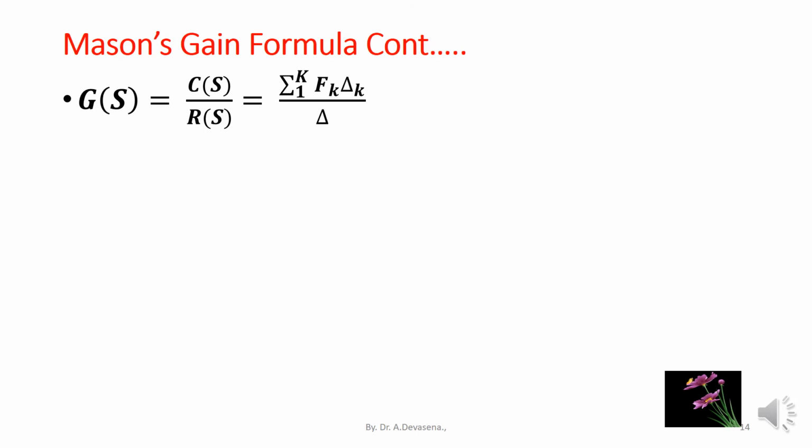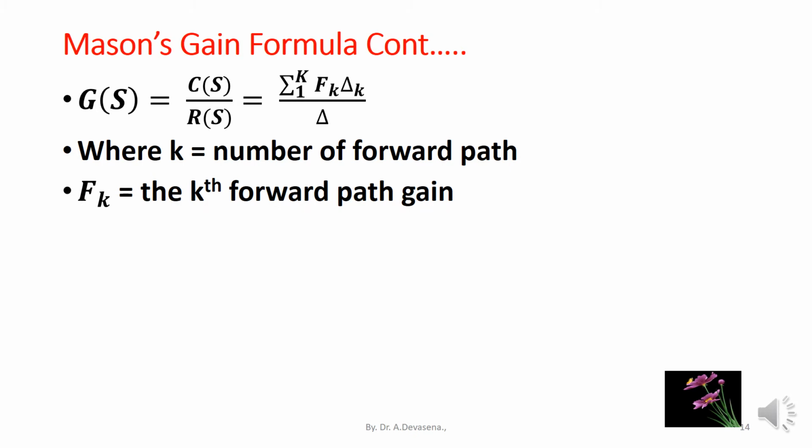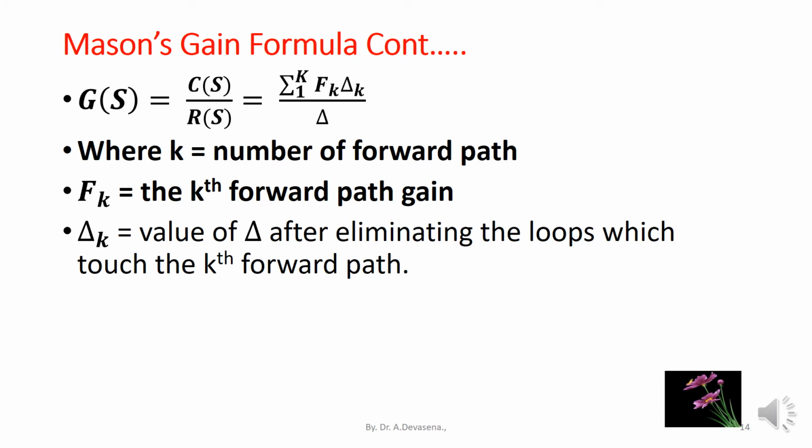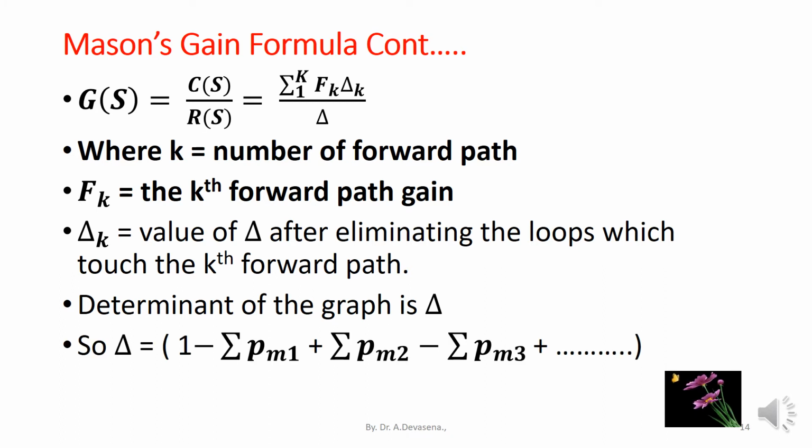This is Mason's gain formula, where k is the number of forward paths, f_k is the kth forward path gain, and delta_k is the value of delta after eliminating the loops which touch the kth forward path. The determinant of the graph is delta, so the value of delta is equal to 1 minus sum of P_m1 plus sum of P_m2 minus sum of P_m3 plus so on.